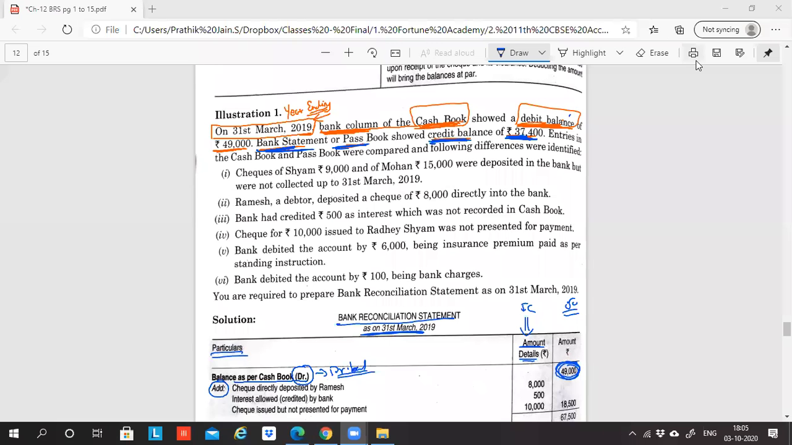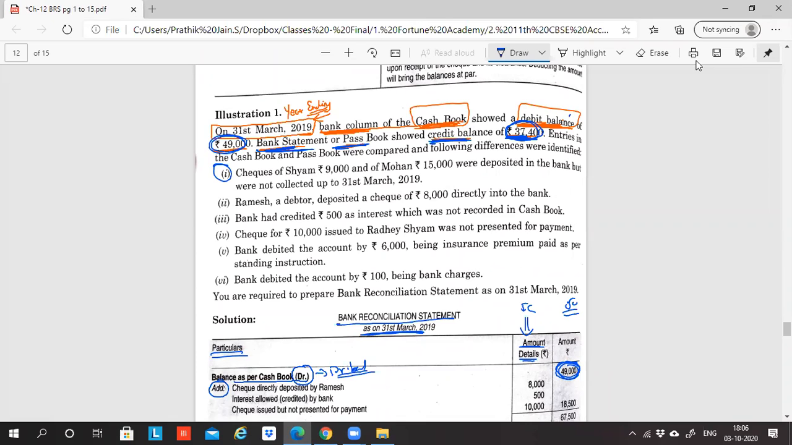All right, guys, welcome back from the break. Now let's understand the first transaction. On 31st March 2019, they have given the bank balance as per our books and the bank balance as per the bank statement, and both are not the same. To resolve the difference, we need to prepare a bank reconciliation statement, where we mention the reasons for the difference. These are the 6 situations because of which the difference is arising.